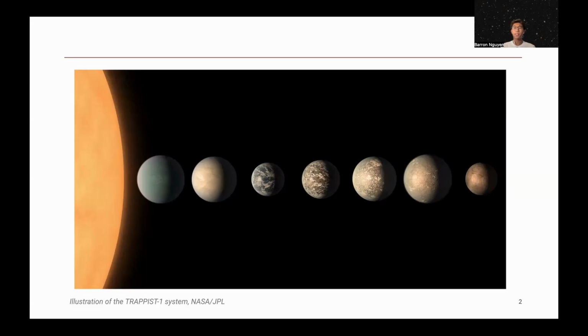So what can we learn from this system and what does that inform us about the atmospheres, as well as the habitability and other parameters that we're interested in studying? So just a cool illustration by NASA JPL.